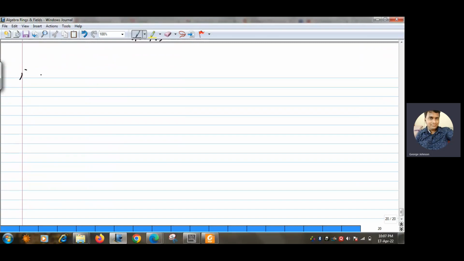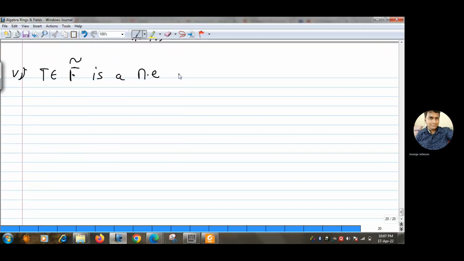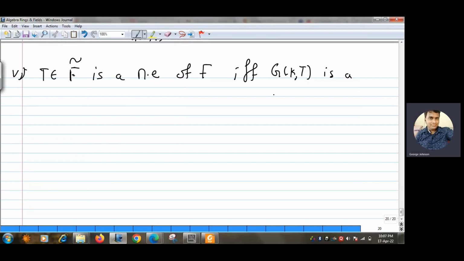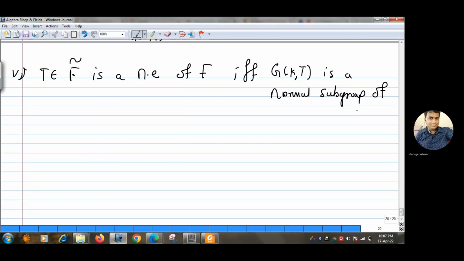In the fifth statement, we have to prove that this is quite important statement. So please pay attention. If K belongs to F tilde, if T belongs to F tilde, T is a normal extension of F if and only if GKT is a normal subgroup of GKF.